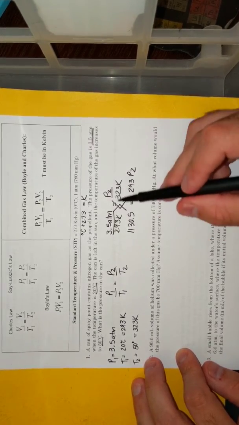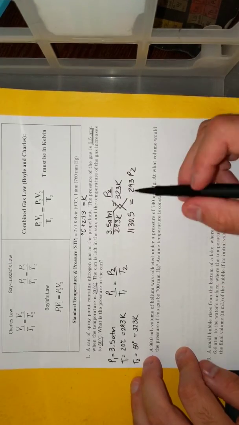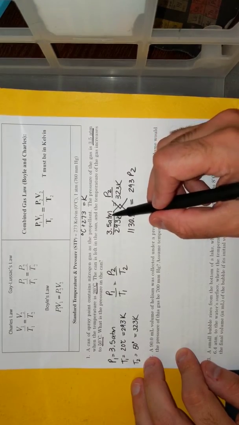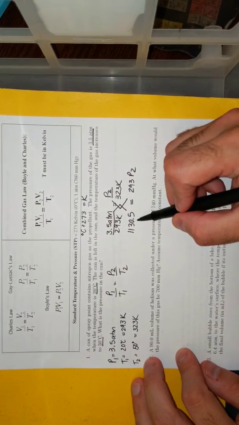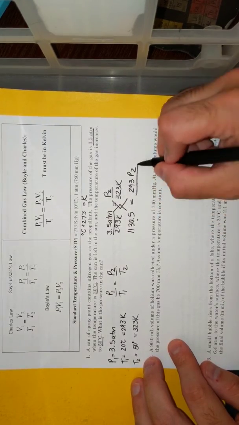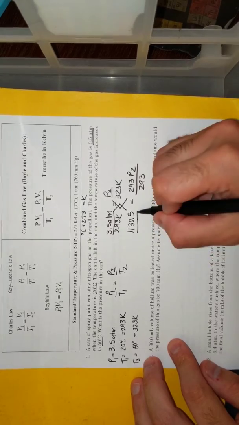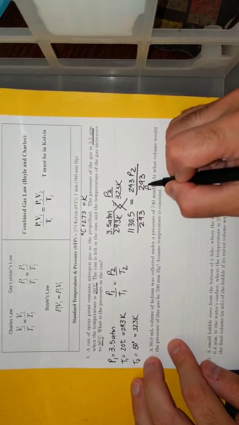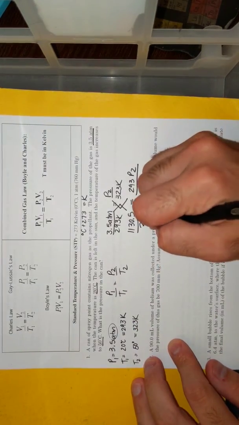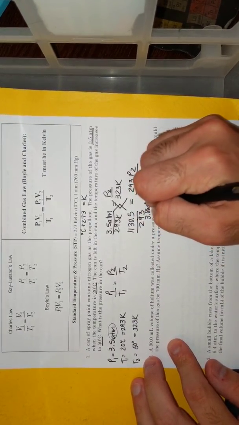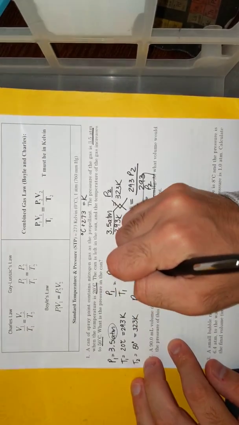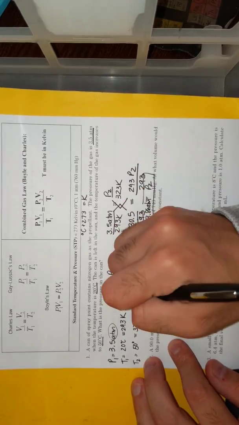This is kind of like when I have two fractions that equal each other, I can cross multiply and divide. So here's my cross multiplication. I did 3.5 times 323 and I get 1130.5. And then I have P2 times 293, I get 293 P2. If I divide both sides by 293, I will get P2 in atmospheres, which equals 3.86 atmospheres. That is my answer. So P2 is 3.86 atmospheres.